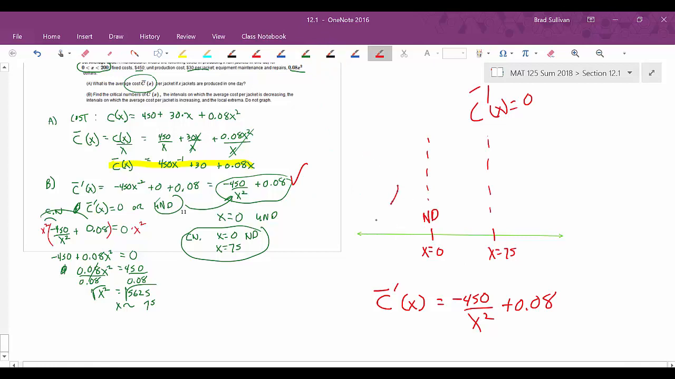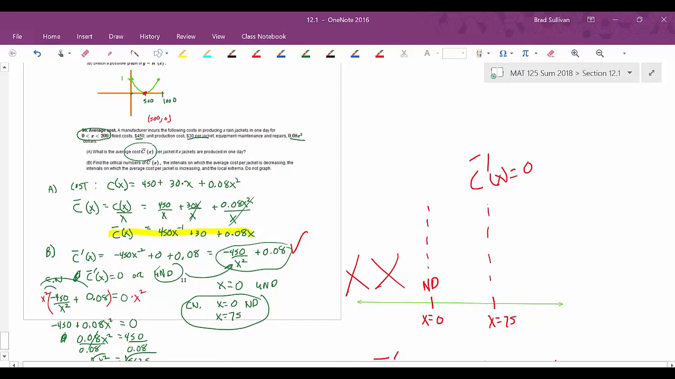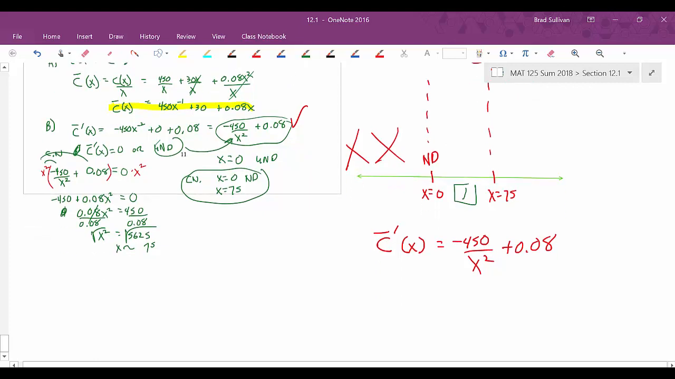Okay, well, first of all, out here it doesn't make any sense, because x represents the rain jackets. So you have to have positive rain jackets, so you don't have to worry about there. If we just do a test point here like 1, if x is equal to 1, then c bar prime of 1 would be negative 450 over 1 squared plus 0.08. That's a negative number. You can verify that on the calculator if you can't do that in your head. So that's negative, which means the function's decreasing.